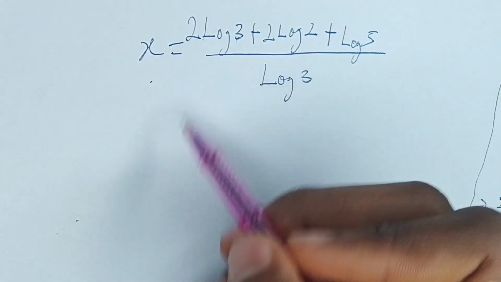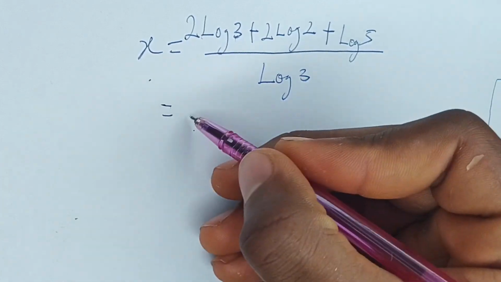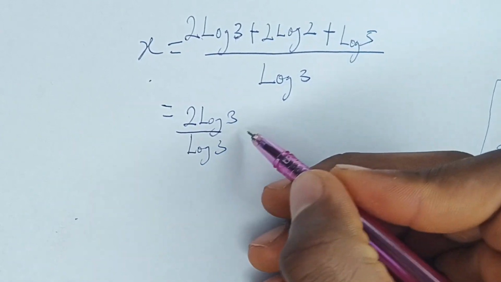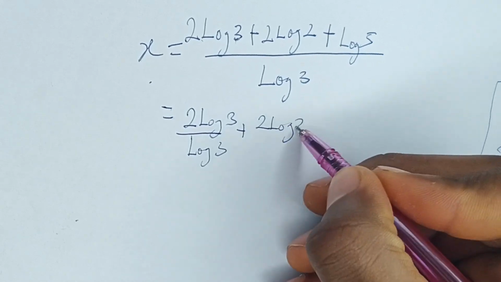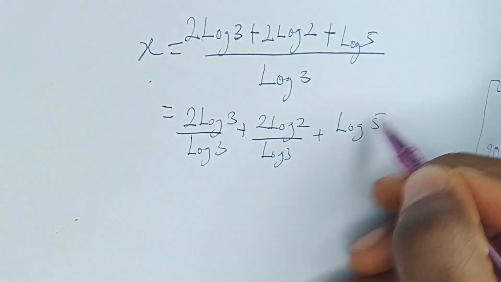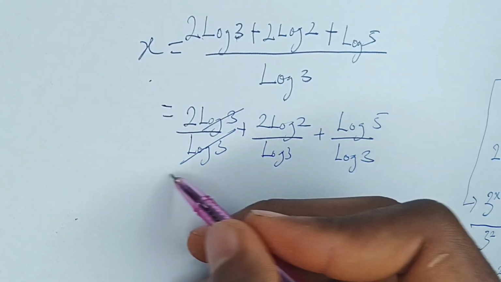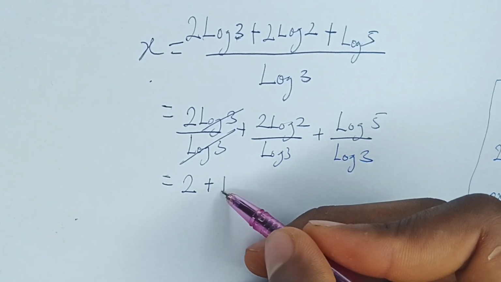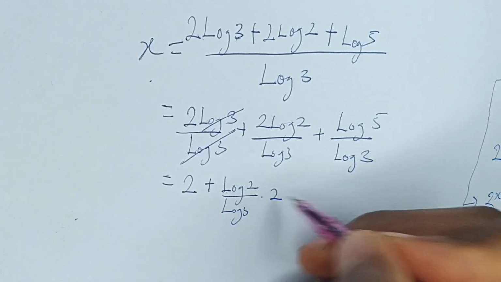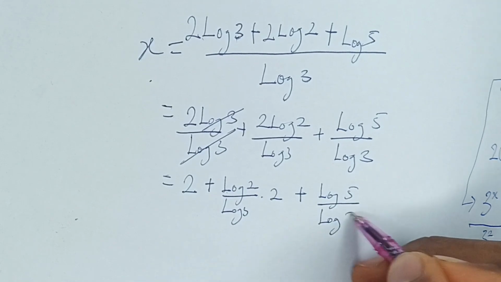Okay? Now from here, we can say that let's split this up. So we have 2 times log 3 all over log 3 plus 2 times log 2 all over log 3 plus log 5 all over log 3. Log 3 strikes out log 3, so we have this to be equal to 2 plus log 2 over log 3 times 2 plus log 5 over log 3.